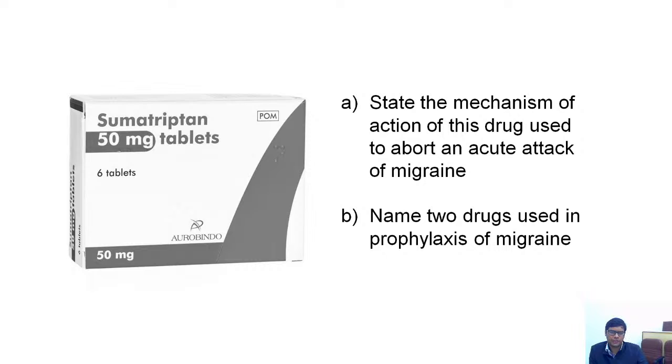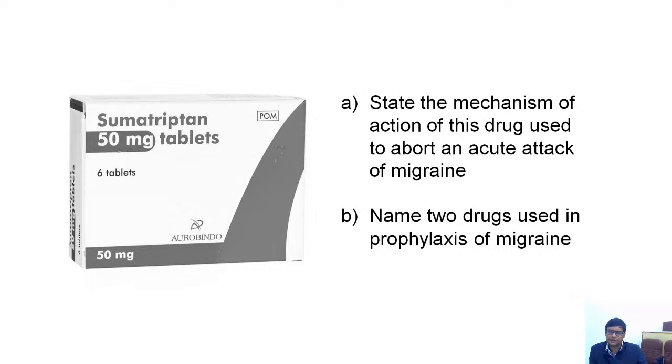You may be asked the contraindication for sumatriptan. So they are contraindicated in all coronary artery disease patients. Here you are also asked, name 2 drugs used in prophylaxis of migraine. Again, there are multiple categories of drugs which are used as prophylaxis of migraine, like calcium channel blockers, beta blockers, propranolol, or even anti-epileptics like topiramate, valproate. These are also used as drugs for prophylaxis of migraine. So any of these you can write.